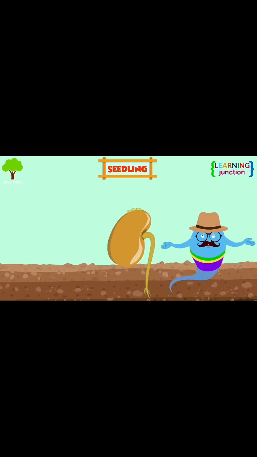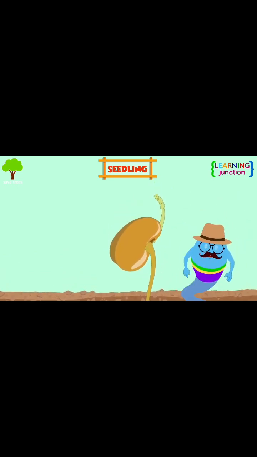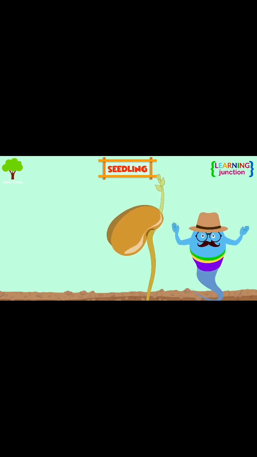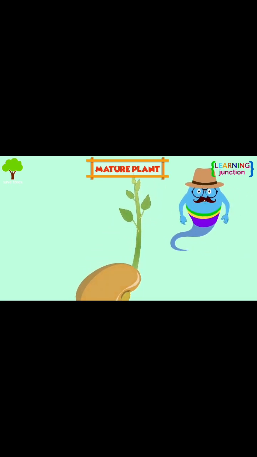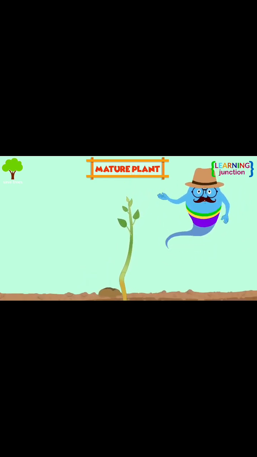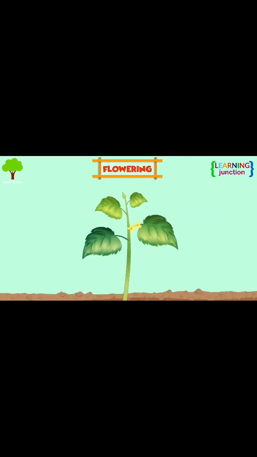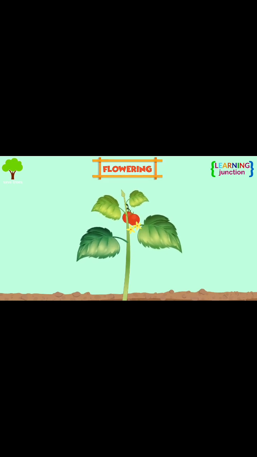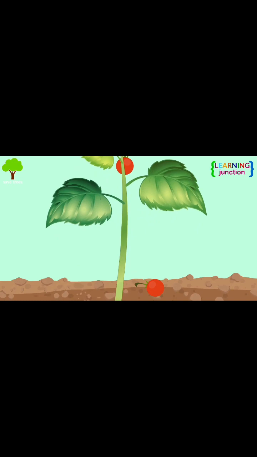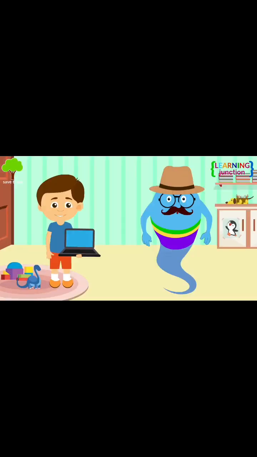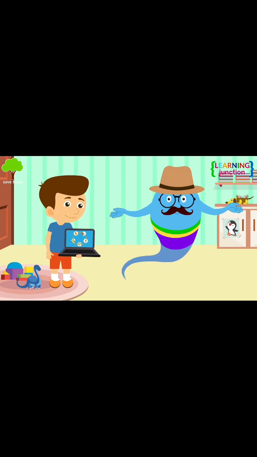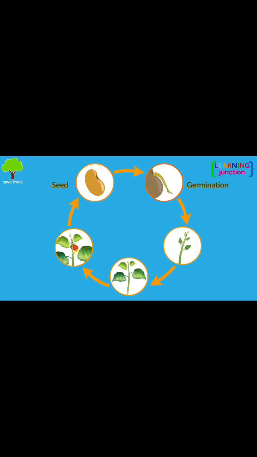Seedling. Young plant emerges in this stage. You can easily see small leaves in the tiny plants. Mature plant. In this stage, the seedling continues to grow into a full mature plant with roots, stems, and leaves. Flowering. The mature plant grows flowers. The flowers will produce seeds through pollination. When the seeds end up on the ground, the life cycle starts all over again. Open the diagram of the life cycle of a flowering plant. Seed, germination, seedling, mature plant, flowering, and the same repeats again.